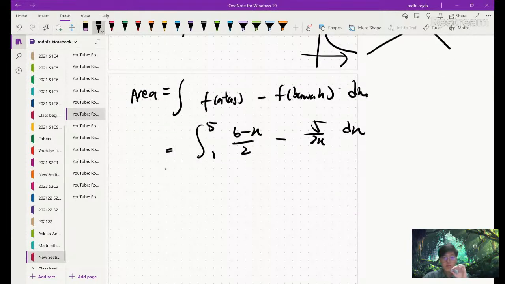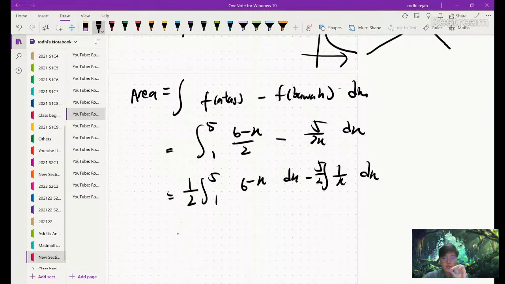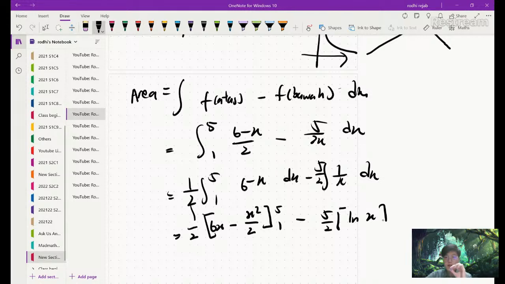So equals to, this is the way I always use to make sure I do not make mistakes: the integral of 6 minus x over 2, minus 5 over 2 times 1 over x dx. So integrate 6 to get 6x, integrate x to get x square over 2, from 1 to 5. And then minus 5 integrate 1 over x, we get ln x directly.